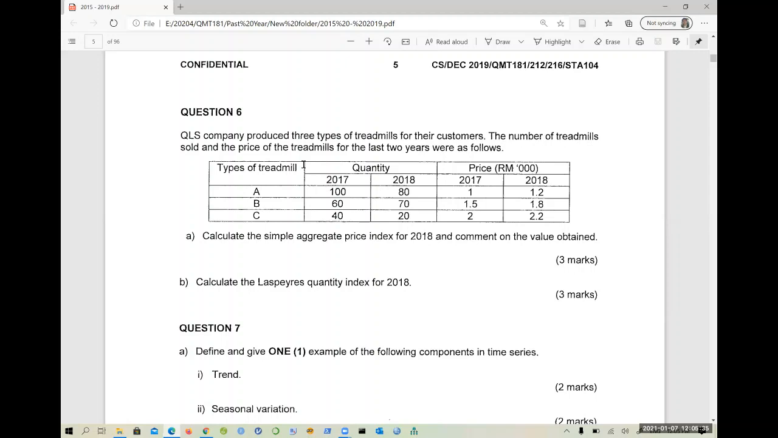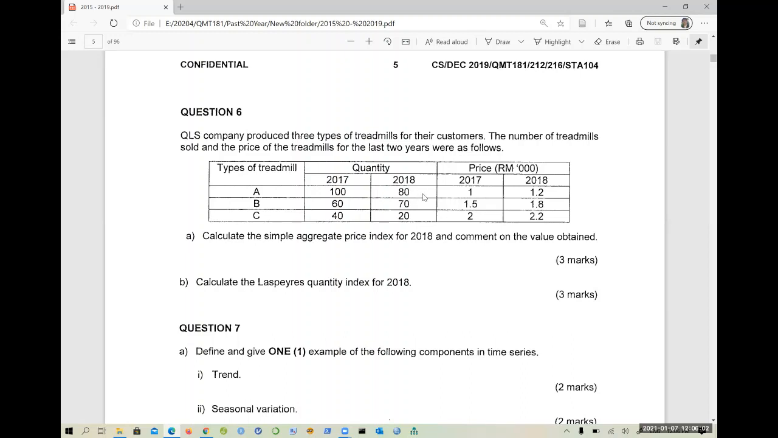So this is a question on index numbers. Let's see what the question requires you to do. It says that QLS company produced 3 types of treadmills for their customers. The number of treadmills sold and the price of treadmills for the last 2 years were as follows. So you have 2017 and 2018, and you have the quantity and the price.